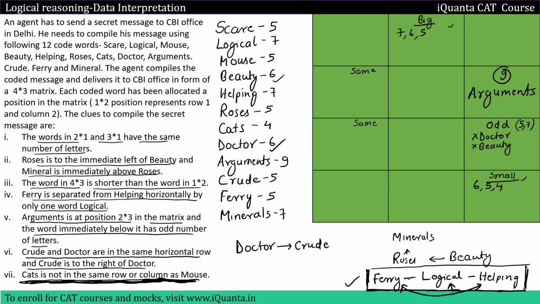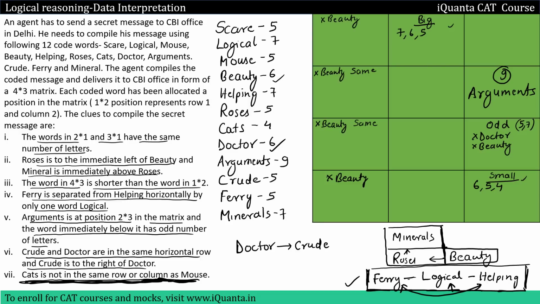Then one thing that we can see is these 3 words, minerals, roses and beauty, are forming an L shape over here. Now I cannot have beauty over here, because if I put beauty over here, I will have to put roses to its left. We do not have any space for roses. I cannot put beauty in the first column, because to its left I need roses.